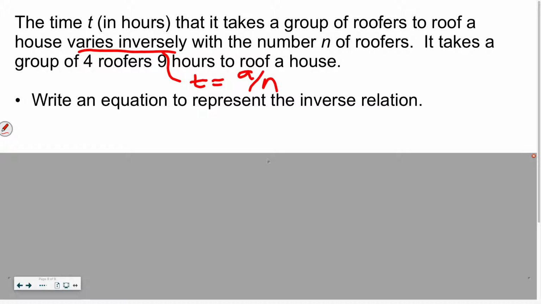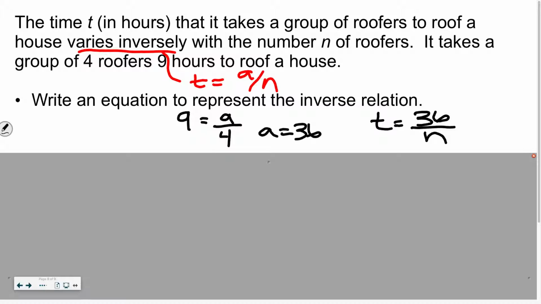And it takes a group of 4 9 hours to roof the house. So now you just plug those things in for N and T respectively. 9 hours equals A over 4, therefore A equals 36. So the time it takes roofers to roof the house is 36 divided by N. And, like, just stop and think about it. What do you expect to happen if you have more people working on roofing the house? It should take less time, right? Now, we could argue that maybe there's too many people at some point, okay? But we would argue that we would require less time. So there's probably a good amount of people we want to have roofing the house.